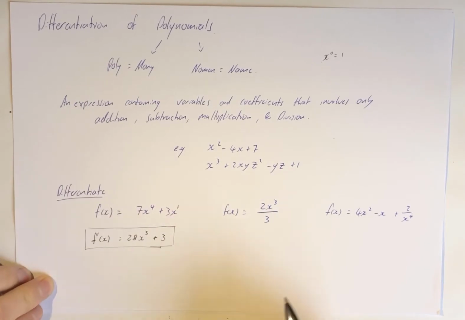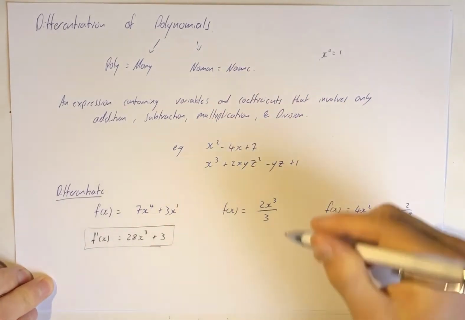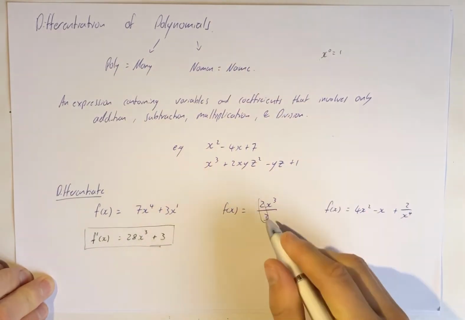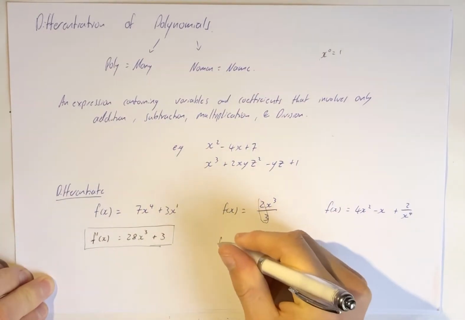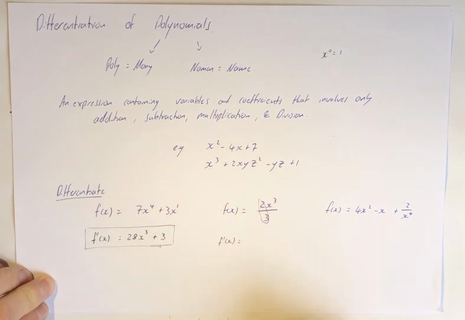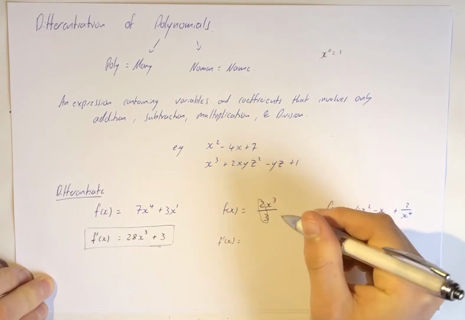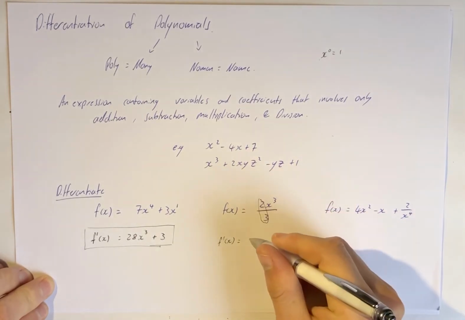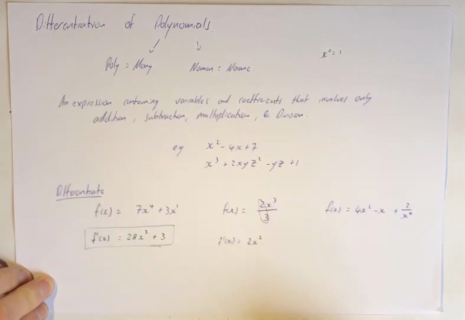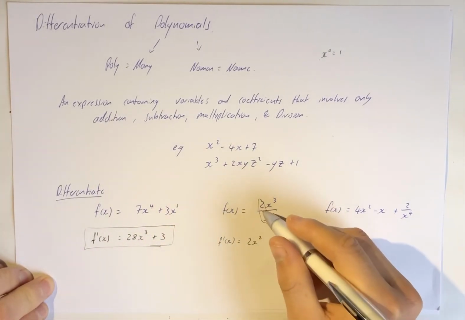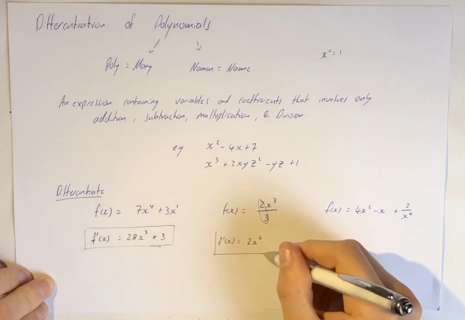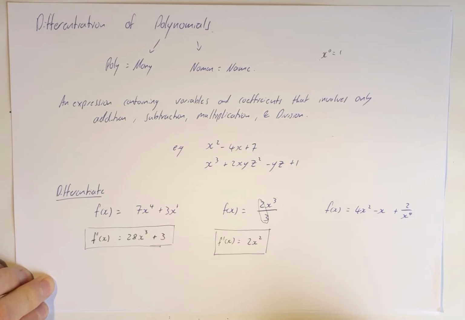This one's a little challenging. So this one is 2x cubed over 3. Well, it's the same as having 2 over 3 times x cubed. So f prime of x is going to be times by the 3. Well, those 3s are going to cancel. We're going to actually be left with 2x squared by the time we reduce that power. So 2/3 times 3 is just 2, and then x squared, and so that is our derivative function.